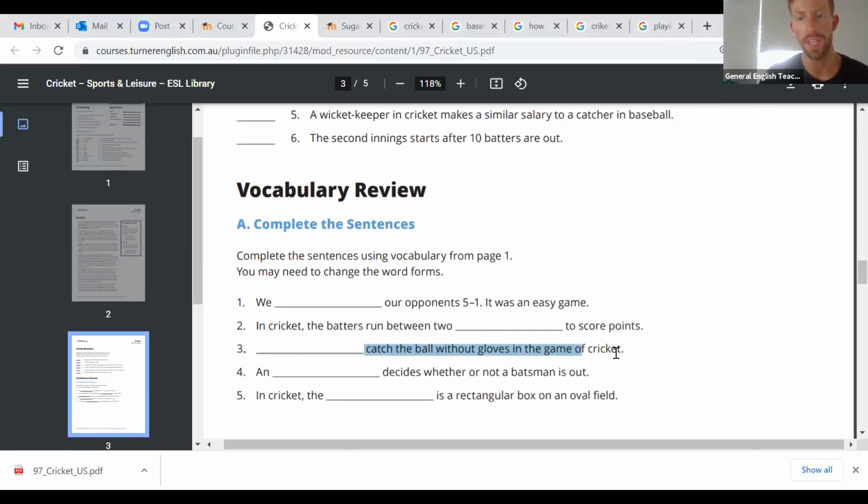So number three. Tian, can you read number three? Fielders catch the ball without gloves in the game of cricket. Okay, very good. Fielders. That's fine. All right. Dizzy, number four. An umpire decides whether or not a batsman is out. Okay.